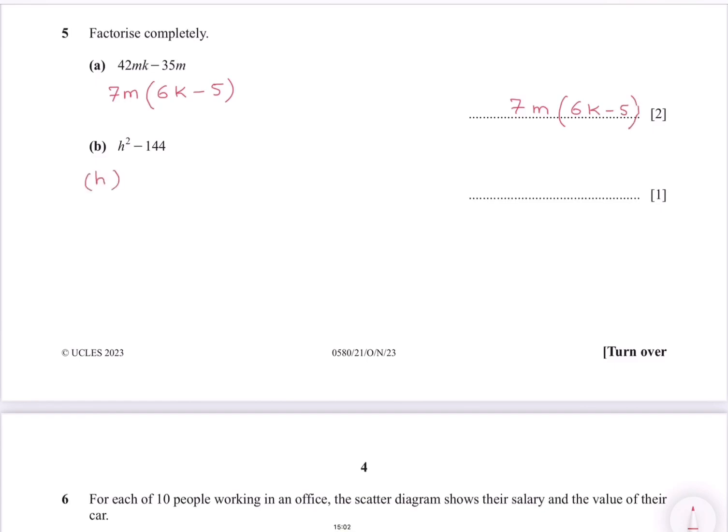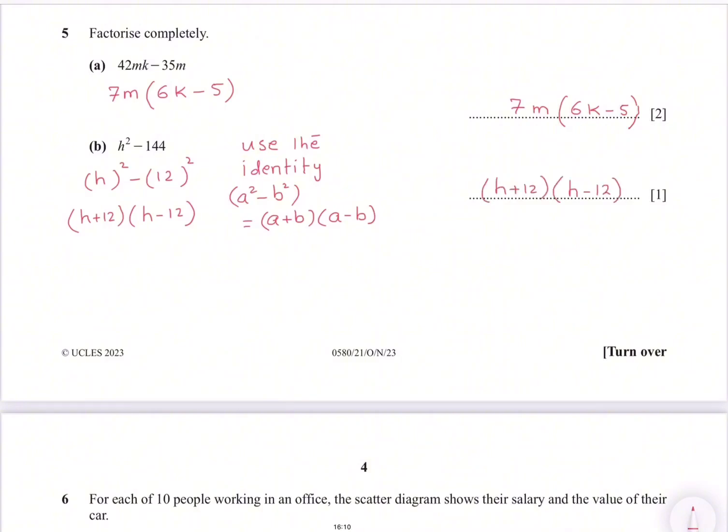h squared minus 144. So you can write h whole squared minus 144, which is the square of 12. Now use the identity a squared minus b squared, which is a plus b times a minus b. So h plus 12 times h minus 12. This is your answer.